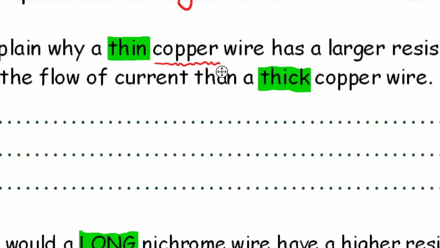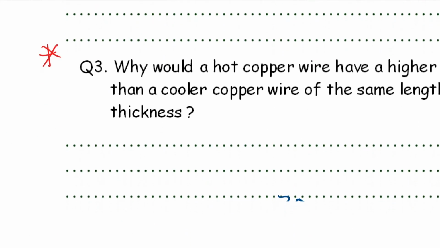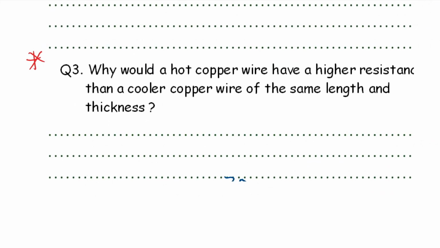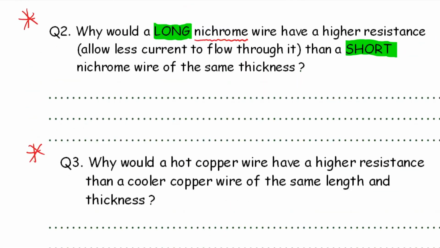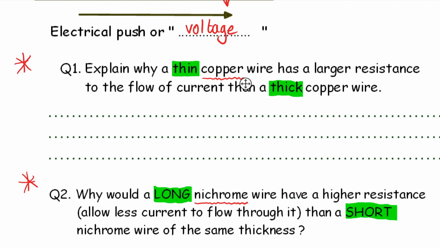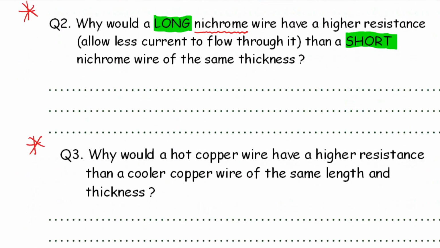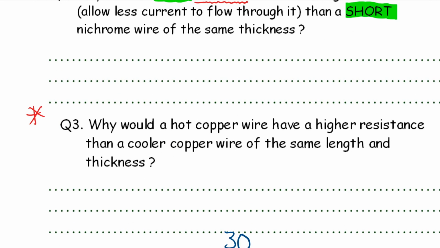And I'd like you then to answer question 3. Again, just pause the video and answer. Those 3 questions are a little bit like a science investigation where you're asked to keep control variables constant and change one variable. In question 1, the independent variable is the thickness of the wire. In question 2, it's the length of the wire. And in question 3, I'll just highlight it, it's the temperature of the wire. Hot and cold.